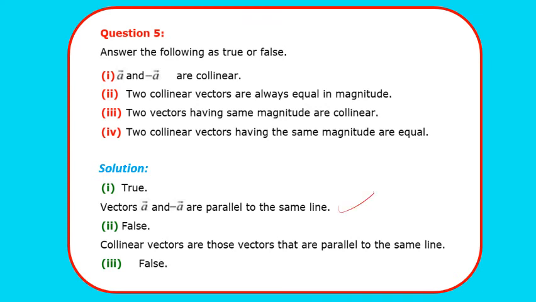Then second is two collinear vectors are always equal in magnitude. Now false, because collinear vectors are those vectors that are parallel to the same line. The magnitude does not matter for collinear vectors. So even if their magnitudes are not equal, vectors can be collinear. So this statement is false. Third is two vectors having same magnitude are collinear. Now again this is false because they might be non-parallel but having the same magnitude. That is why this statement is false. Clear? So pause and note down the solution.